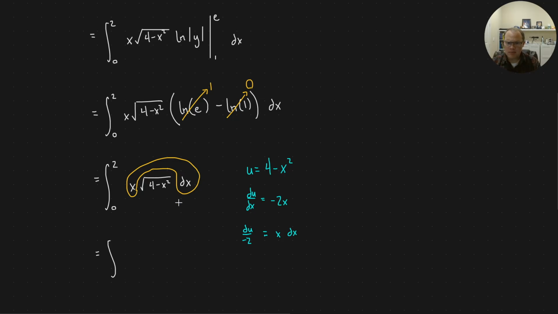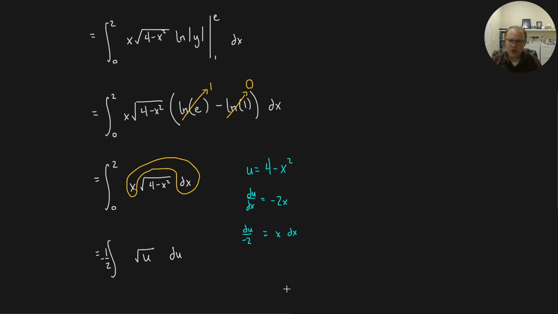Okay. So x dx becomes du over negative 2. That negative 2 in the denominator, I'll pull out front. It's just a constant, so I can pull it out in front of the integral. And then square root of 4 minus x squared becomes square root of u.